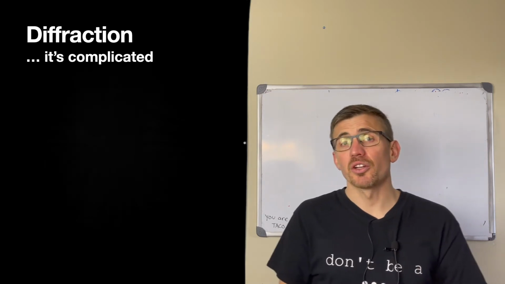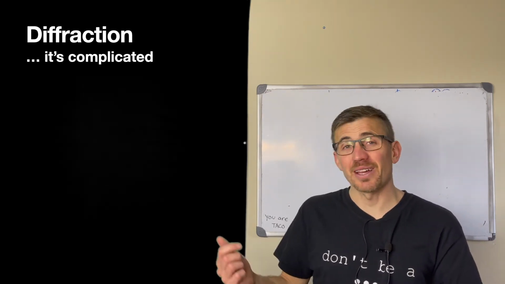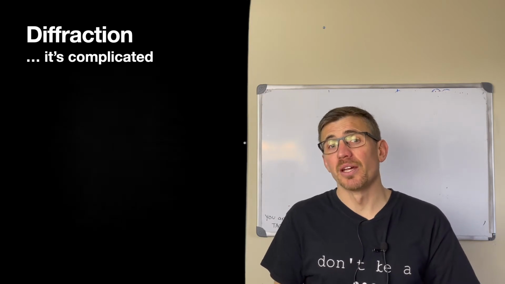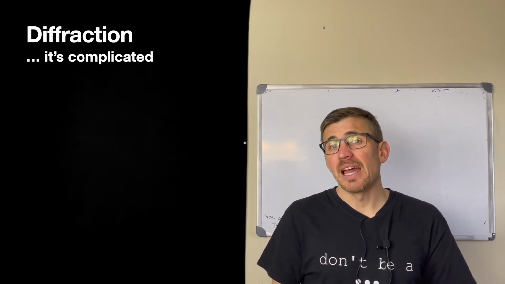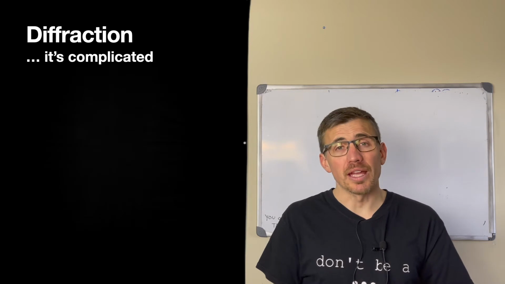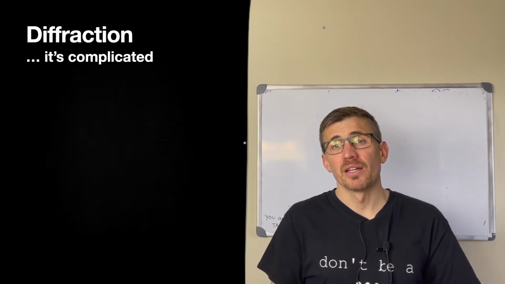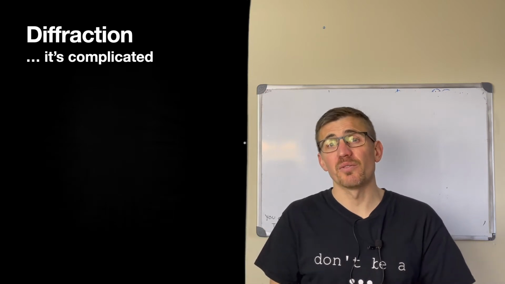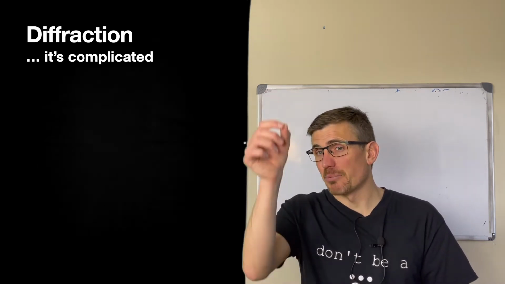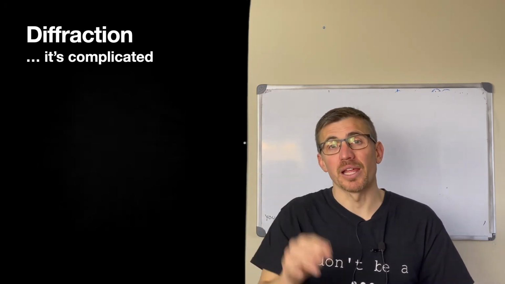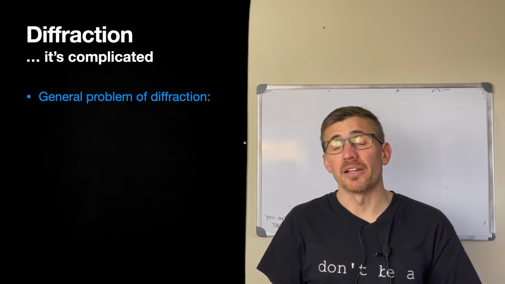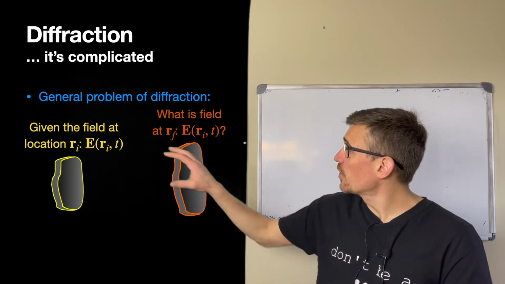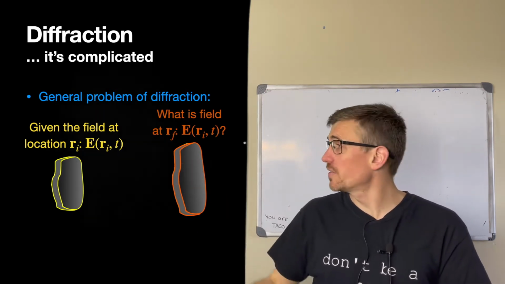But the first thing we're going to talk about is diffraction, and the fact that, well, diffraction is complicated. Diffraction is a very complicated phenomenon. In fact, it's so complicated that analytically, if we just treat light as a wave, three-dimensional wave, it's only been solved analytically perfectly for a few very simple geometries, like a perfectly conducting wire or a half plane. And so it is a very complicated problem. The general problem of diffraction can be stated as follows. Given the field at one location, what is the field elsewhere?